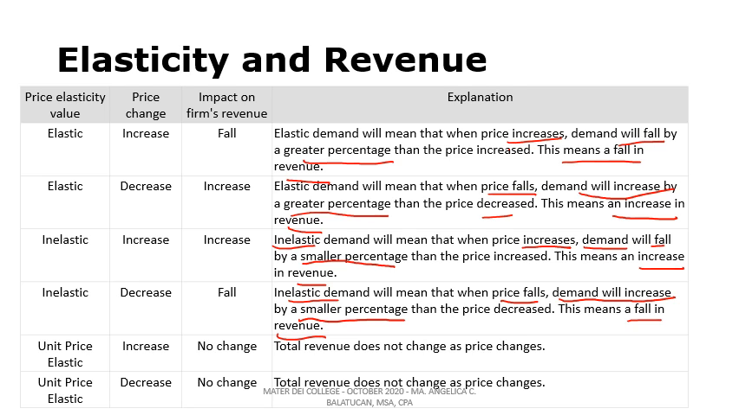If it is unit elastic, and there's an increase in price, total revenue does not change. If the elasticity again is unitary elastic and there's a decrease in price, the same would be the effect. Total revenue does not change.